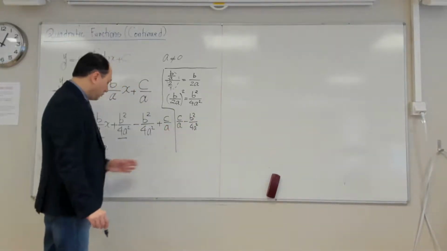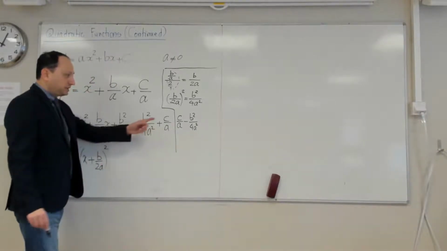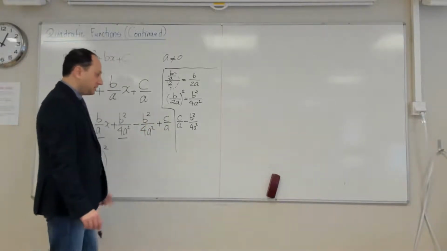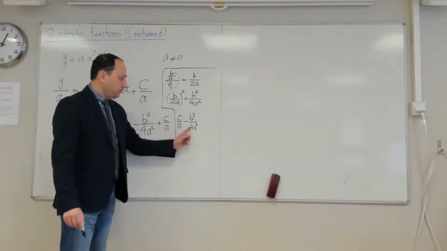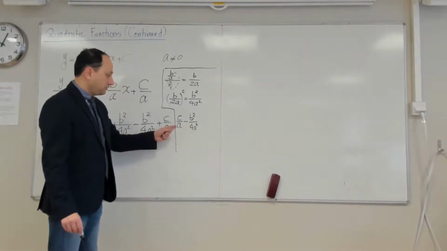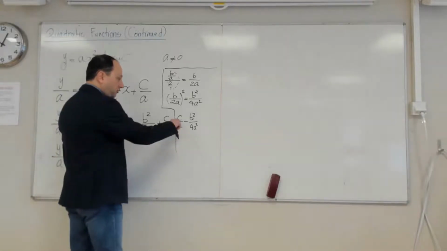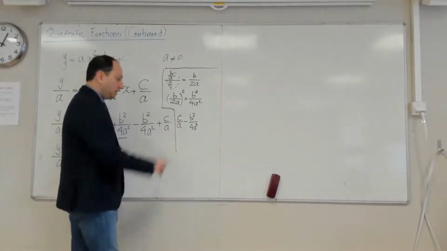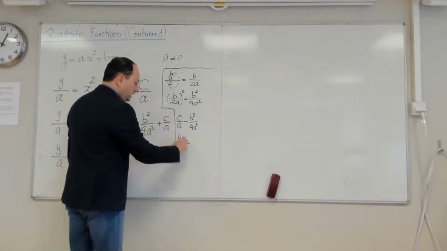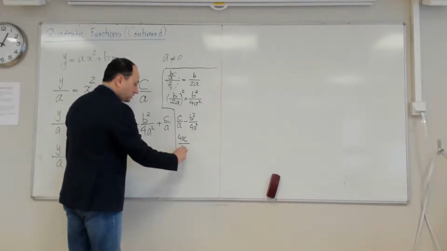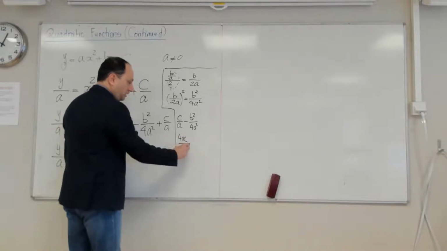Of course, I can work with it all the time, but let me take the common denominator. The common denominator, I hope that you agree with me, is 4a squared. So I want to make it 4a squared. How? By rescaling it by 4a. If I multiply 4a in the numerator, it becomes 4ac. The denominator becomes 4a squared. It's good, because the denominators become the same.